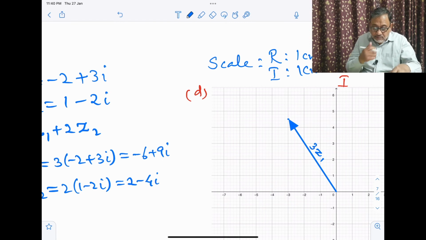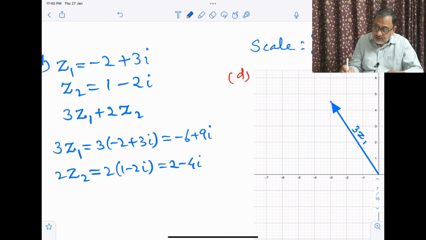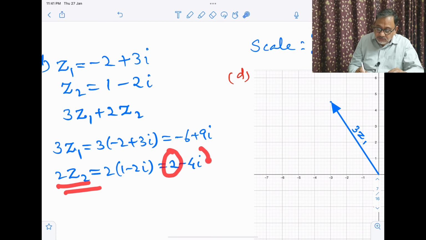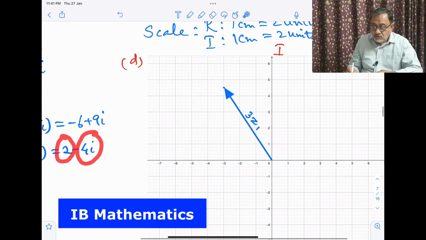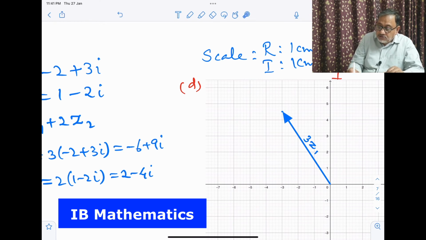Okay. Then I have to show 2z2 where 3z1 is ending. Look here, 2z2 is 2 minus 4i. So 2 in the positive direction and minus 4i will be downwards. So 2 means 1 unit to the right from here. So 1 unit to the right and 4 units down.